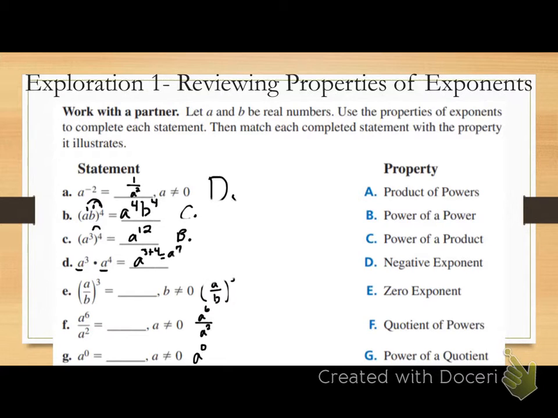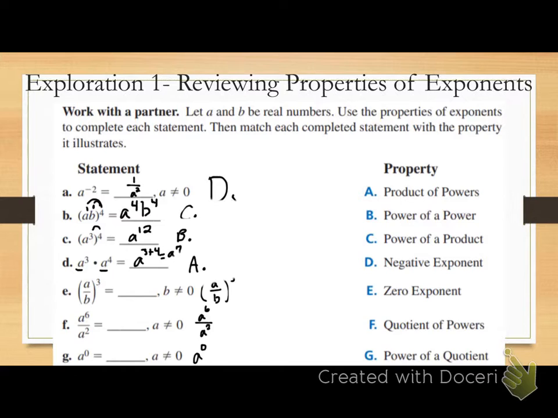Which property is this? Product of powers. I've got 2 powers being multiplied by each other. Questions on D?